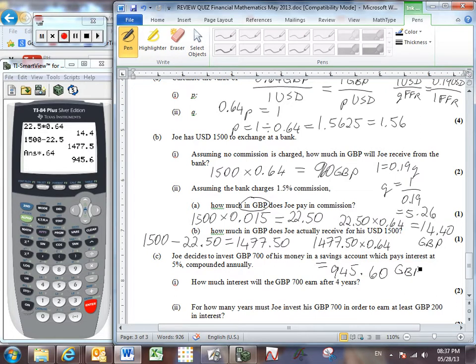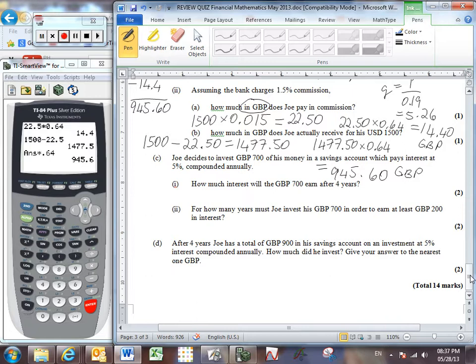And this makes sense, doesn't it? Because you look at the 960 British pounds that he received if there was no commission. But then he was charged 14.40 in British pound commission. So another way you could have solved this problem is simply by taking the 960 pounds that he should have received, subtract the amount in commission from British pounds, and again, you'll end up with 945.60 British pounds. And the last part of this question is part C. Oops, there's a part D. I'll do that in a minute.